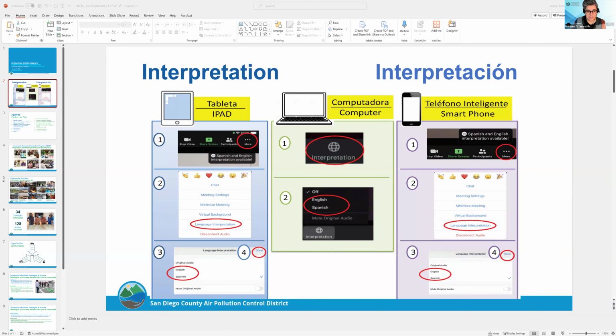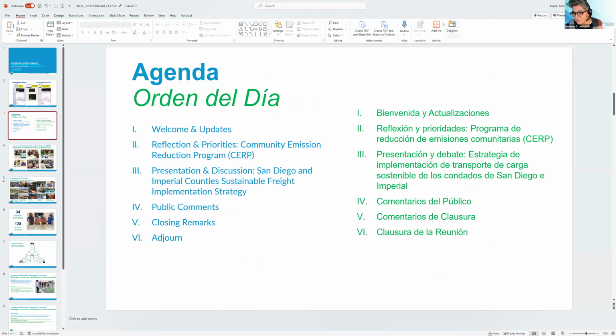So as Domingo mentioned, we have a really exciting meeting planned today. Oh, there she is. Let me go ahead and let her in one second. We do have an update for you regarding the SERP. We'll share that in just a moment. We're also going to take some time today to reflect upon the SERP, or the Community Emission Reduction Program process that we all engaged in the past year plus, or actually 2 years. And we'll start to identify some priorities we want to set in terms of moving towards implementation.